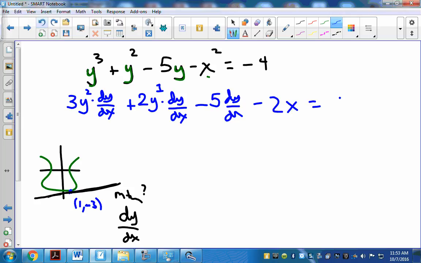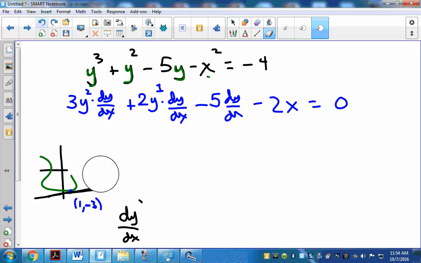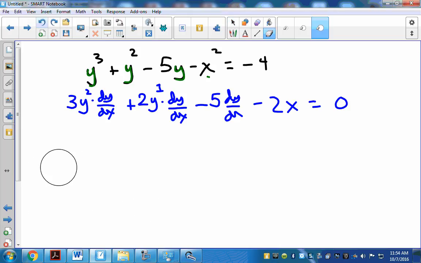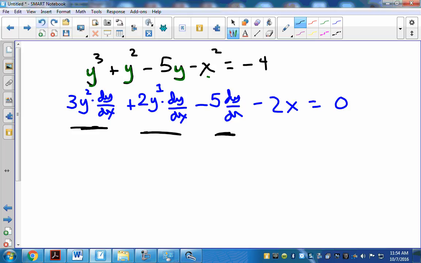-2x equals 0. Okay, now the task is to solve for dy/dx. So we look at this and we see there are 1, 2, 3, 4 terms on the left. And remember, terms are things that are added and subtracted. So all of these are the terms. There's one term on the right.